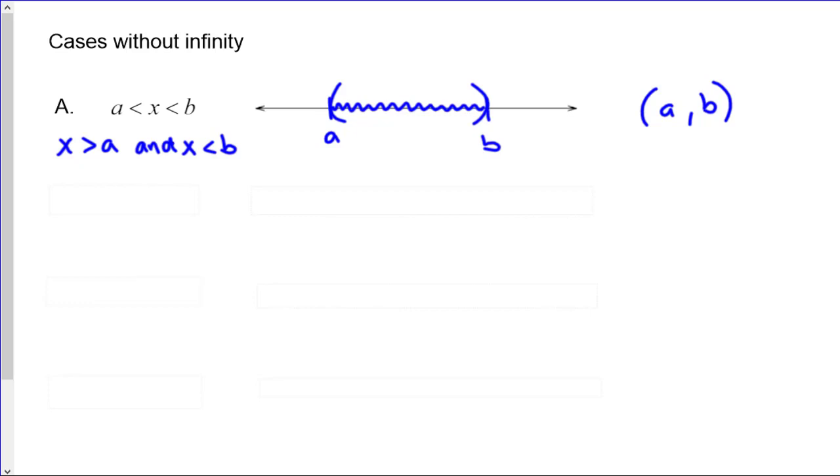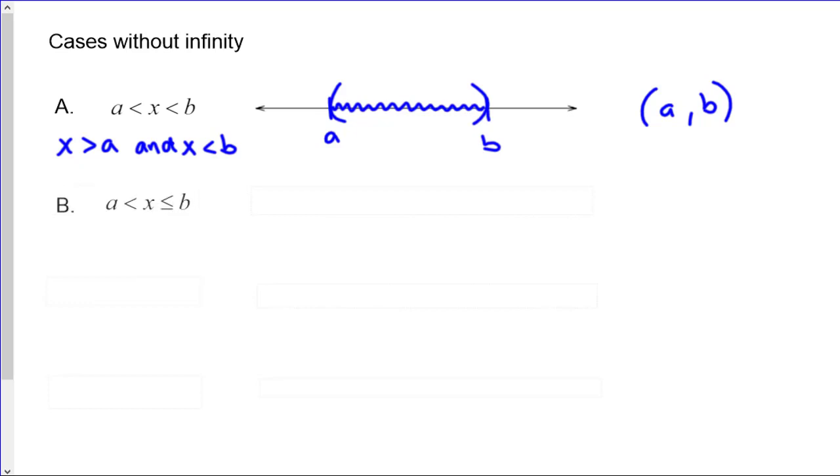Which, it's kind of unfortunate that this ends up looking like a coordinate pair. Sometimes it's hard to determine if you're being given an interval or an ordered pair. But generally it's understood through context which is which. But that is kind of an unfortunate thing here.